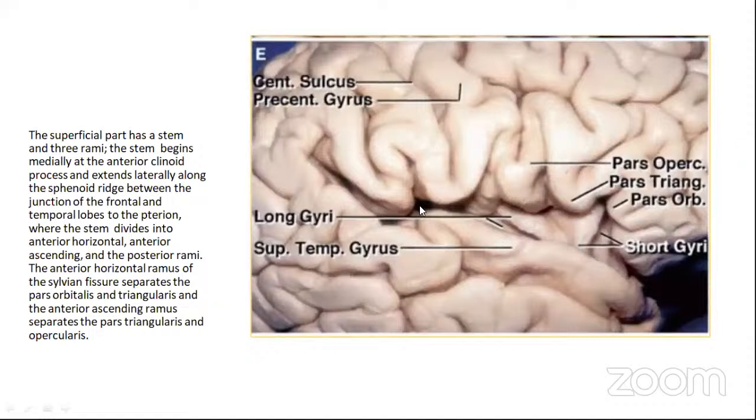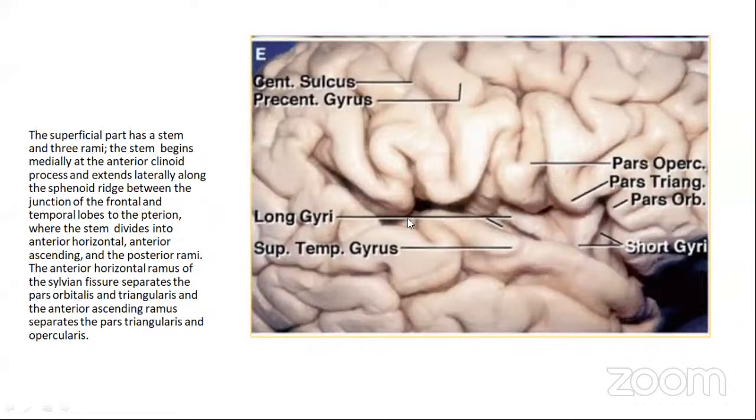As we can appreciate, the superficial part that is visible on the surface has a stem and three rami, or short branches. The stem begins medially at the anterior clinoid process and extends laterally along the sphenoid ridge between the junction of the frontal and the temporal lobes to the pterion, where the stem divides into an anterior horizontal, anterior ascending, and the posterior rami. The anterior horizontal ramus separates the pars orbitalis and pars triangularis, which are parts of the inferior frontal lobule, which we discussed previously. The anterior ascending ramus separates the pars triangularis from the pars opercularis. They are also part of the inferior frontal lobule.